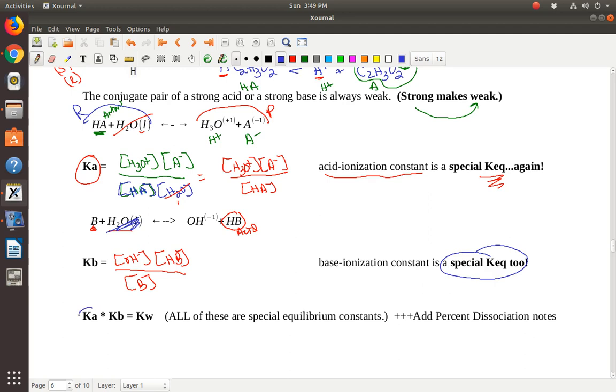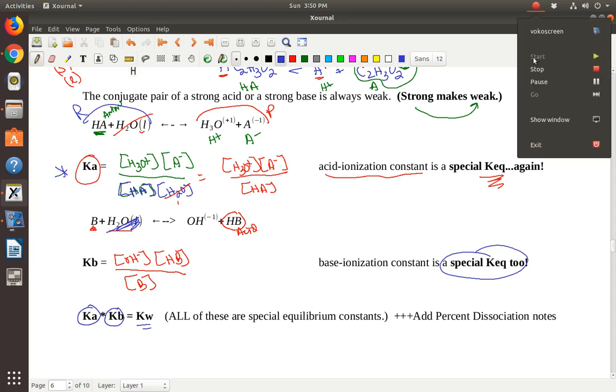Well, come to find out, if you multiply the Ka by the Kb, you get the Kw. And all of these are just special equilibrium constants. Now we're going to deal mostly with this Ka in our percent dissociation notes. It's something that we're supposed to do. So let me pull up the notes, just one moment.